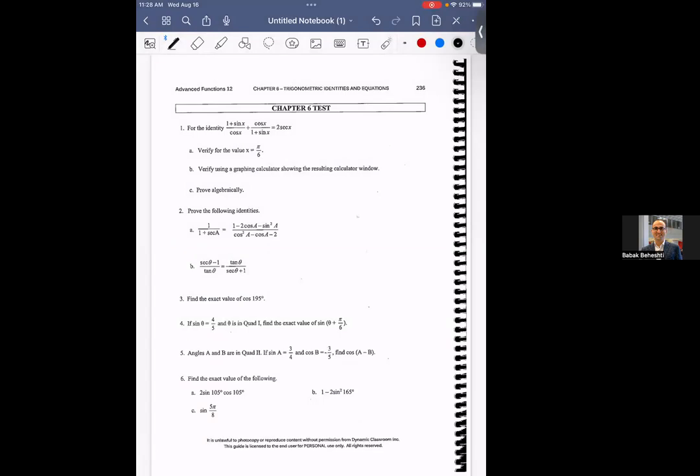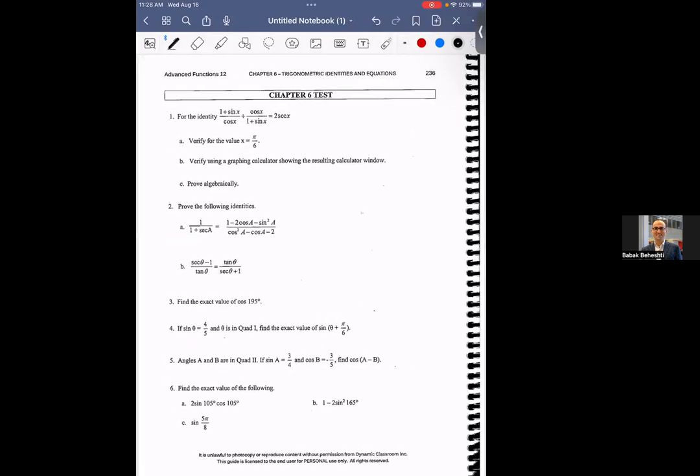Wait a moment. Is question 2 easy? I mean, can you do question 2? I think I discussed 2b yesterday. What is 195 degrees in terms of radians? Do you know what is 195 in terms of radians?